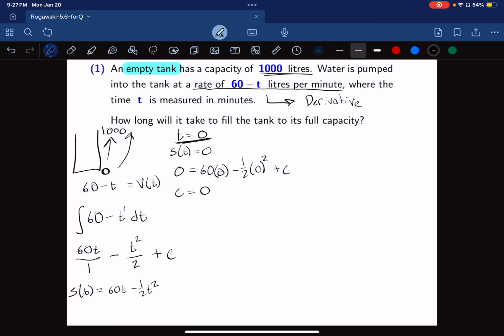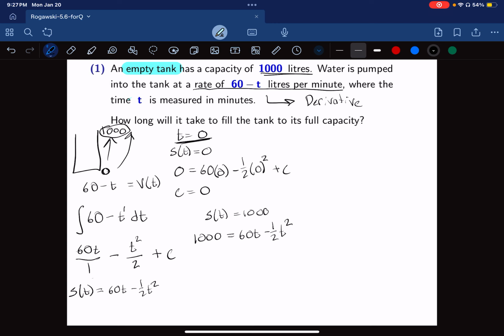So we replace S of t with 1,000 because this tank goes from 0, which is its original position, to 1,000. So we get 1,000 is equal to 60t minus 1/2 t squared.